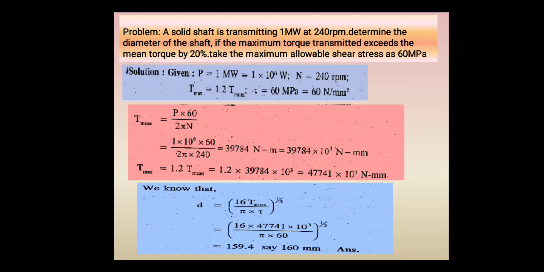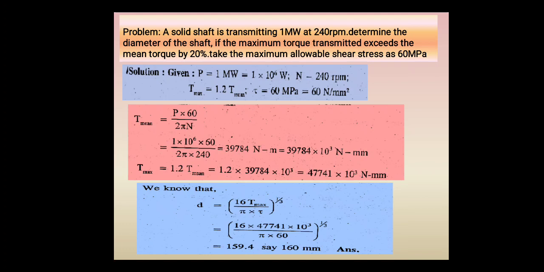So these all problems are selected from your question bank only. Selected problems only, which means similar type of problems may come, or else the same problem may come. So you just have to practice these problems. So moving on to the next problem, that is a solid shaft is transmitting 1 megawatt at 240 rpm.